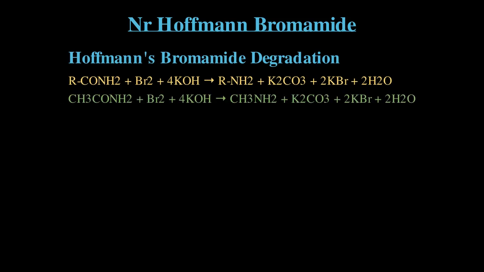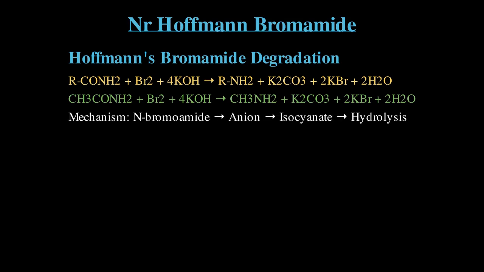For a specific example, let's take acetamide. When you react acetamide, that's CH3CONH2, with bromine and potassium hydroxide, you get methylamine, CH3NH2. See that? We went from a 2-carbon amide to a 1-carbon amine. Now for the mechanism. Step 1, the amide reacts with bromine and base to form an N-bromamide. Step 2, another base molecule pulls off the proton from the nitrogen, creating an anion. Step 3 is the key rearrangement step.